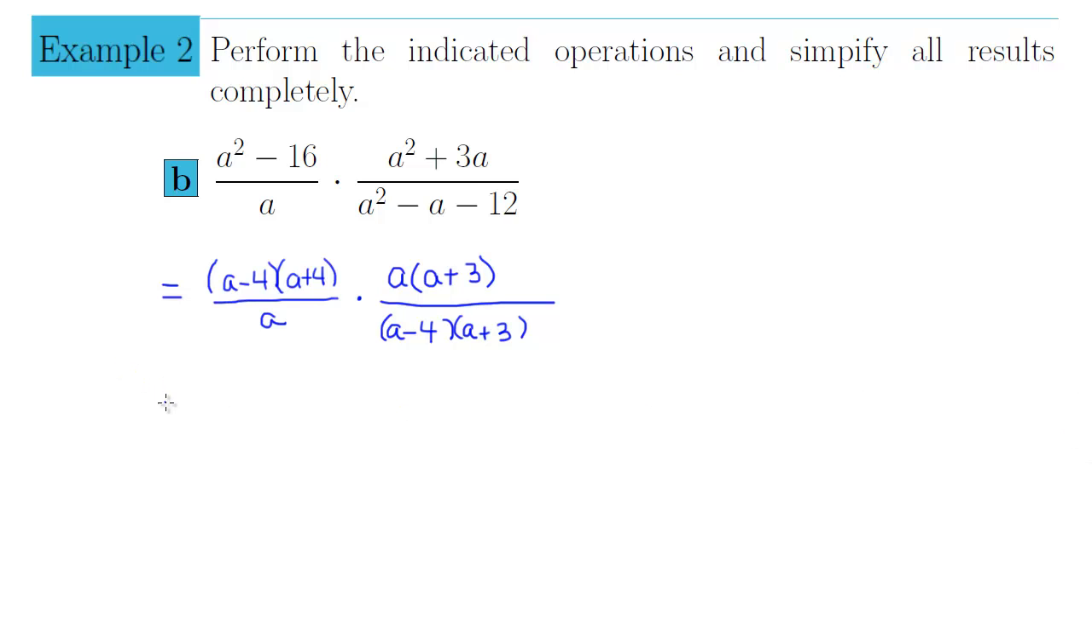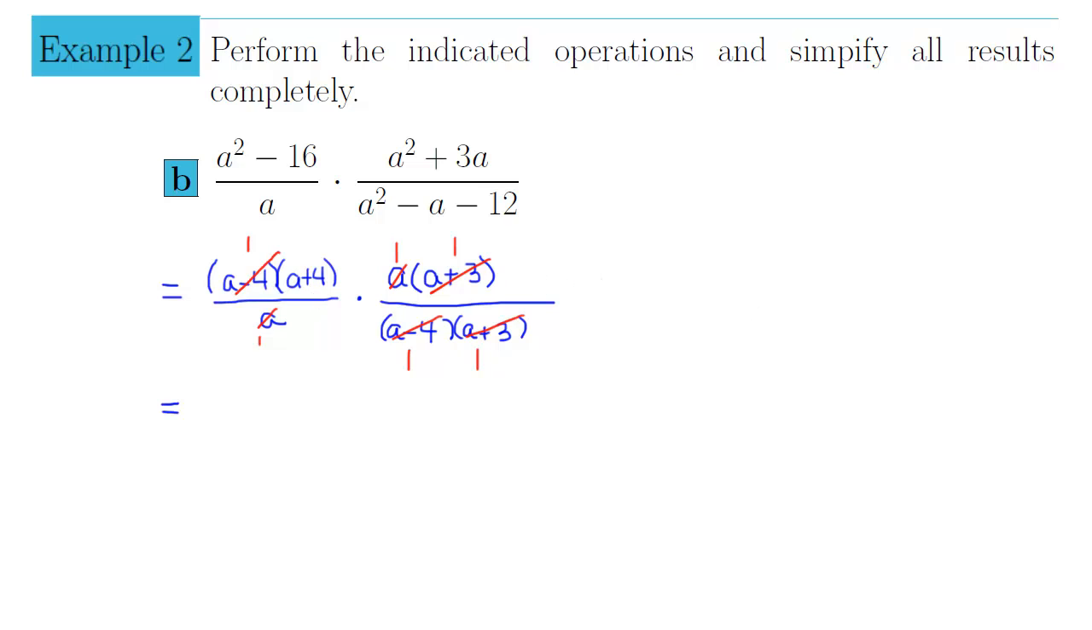The next step is to cancel common factors. What do we observe that will cancel? Well, I'll start here. I have a factor of a minus 4 that cancels from the numerator and the denominator. I don't have anything to cancel with this a plus 4, but I can cancel this factor of a from the numerator and denominator. And likewise, I can cancel this factor of a plus 3 from numerator and denominator.